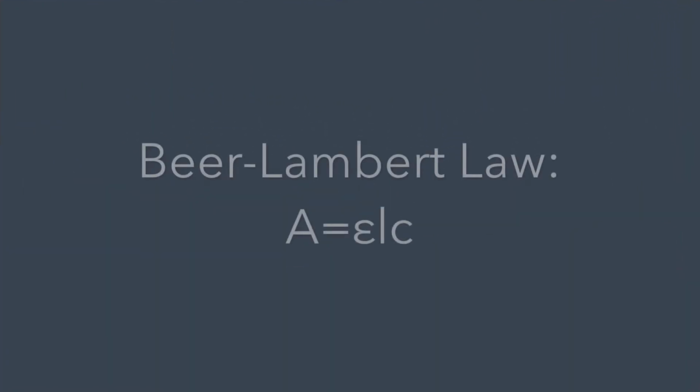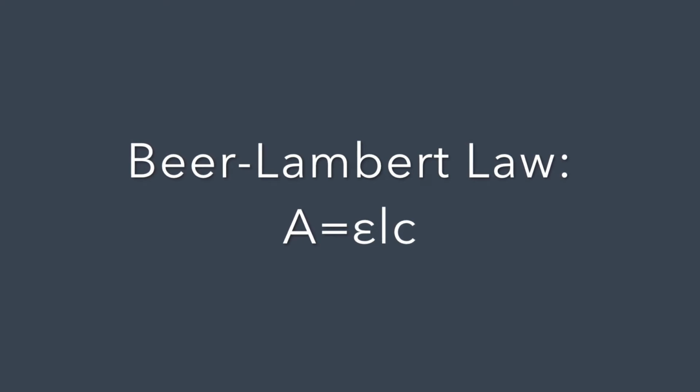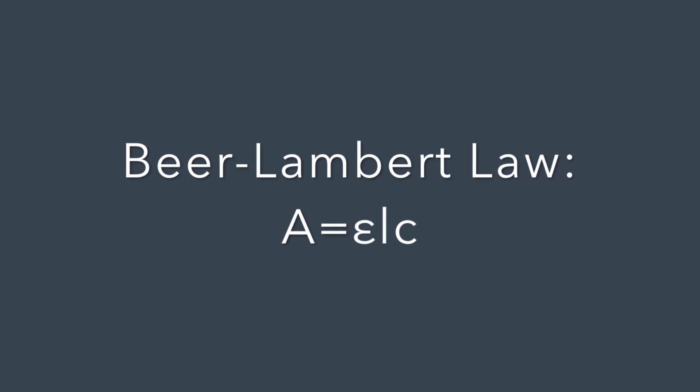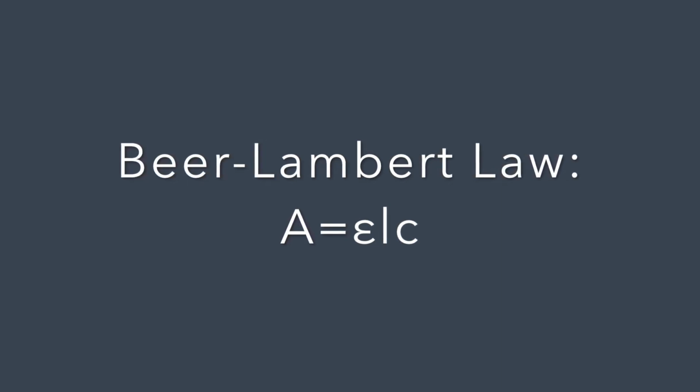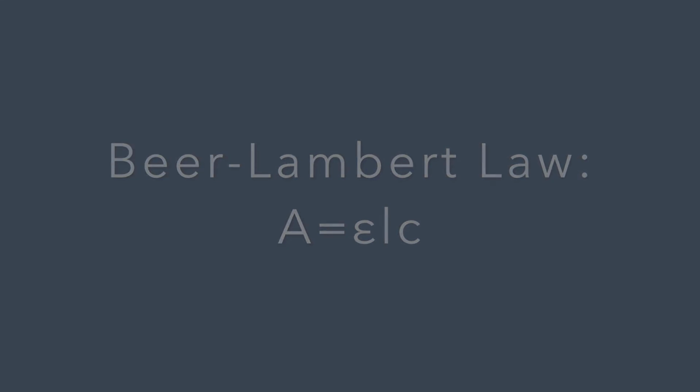Essentially, the Beer-Lambert law says that the absorption, represented by the capital A, is equal to the molar absorptivity, represented by the Greek letter epsilon, multiplied by the length of solution that the light passes through, represented by the lowercase l, multiplied by the concentration, represented by the lowercase c. The absorption and epsilon values can be found using the spectrophotometer, the length can be found by measuring the length of the cuvette, and the concentration can be found by finding the molarity of the substance.